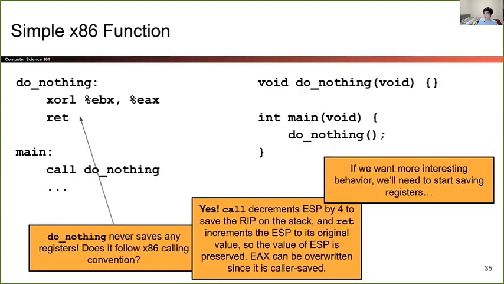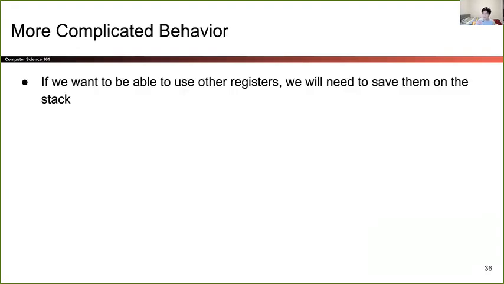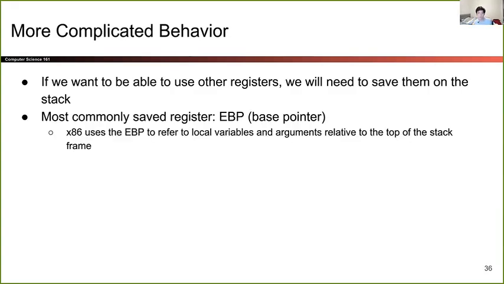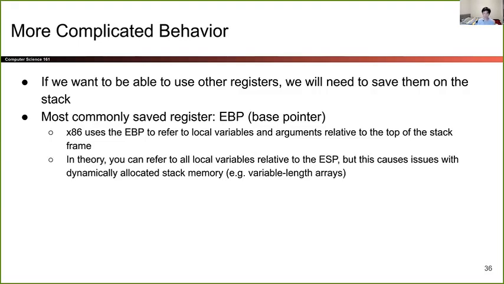All right. However, notice that if we're stuck using only EAX, ECX, and EDX, we don't have much functionality. So we need to start saving registers when we want to have more complicated behavior. So the most commonly saved register is the EBP, the base pointer, which I mentioned earlier. x86 uses the EBP to refer to local variables and arguments relative to the top of the stack frame.